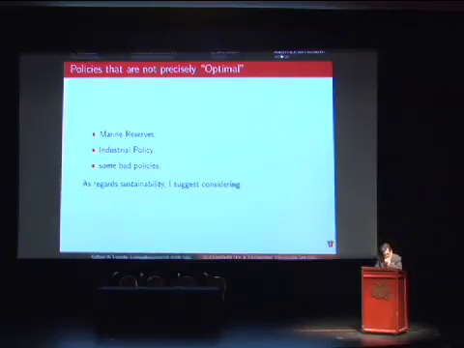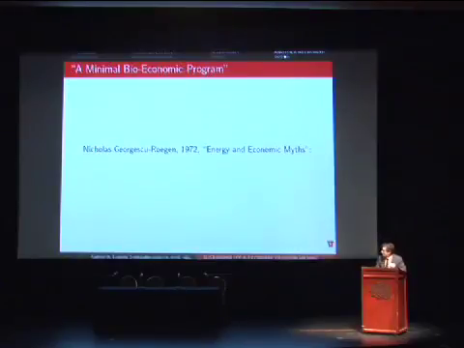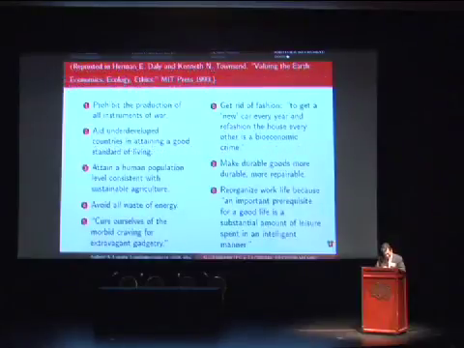So what would these not precisely optimal policies look like in terms of sustainability? Well, I don't know, but let me put up for consideration Nicholas Georgescu-Roegen's minimal bioeconomic program. He wrote this in 1972. It's a paper called Energy and Economic Myths, but there's also a book by that name. Now, there's no optimality proof here, but let's just talk through some of his ideas. And it's actually my last slide. So here's his minimal bioeconomic program.